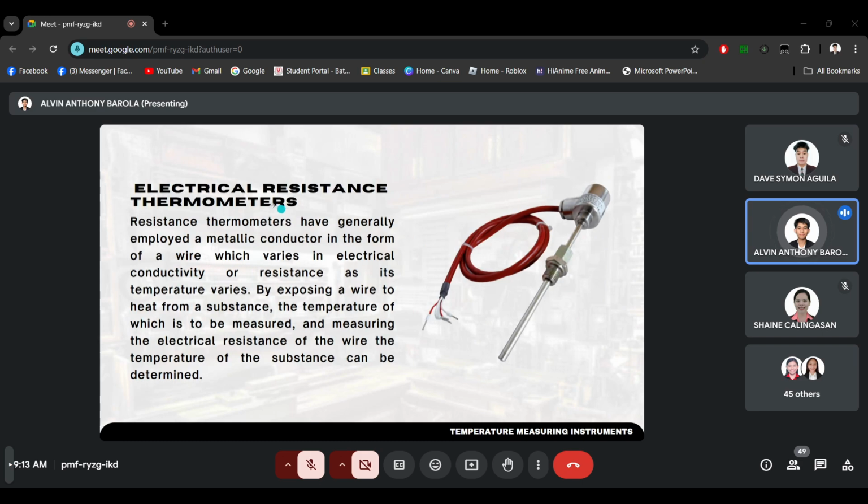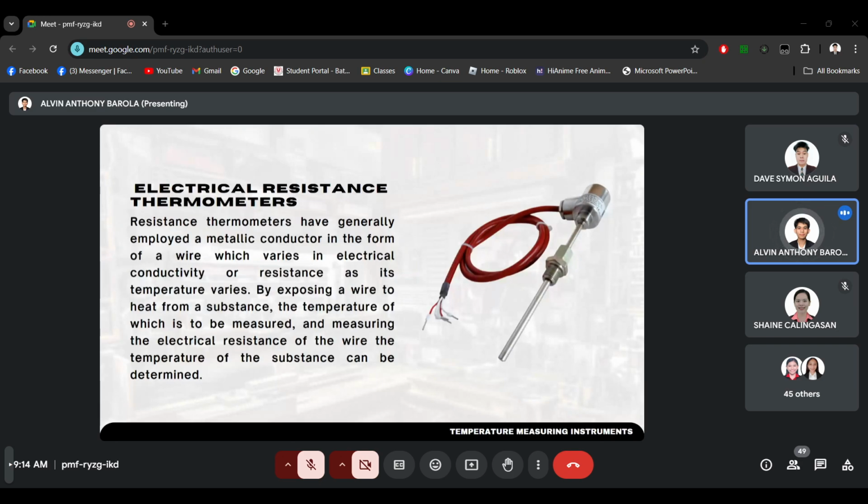Next po, electrical resistance thermometer. Resistance thermometers have generally employed a metallic conductor in the form of a wire, which varies in electrical conductivity or resistance as its temperature varies. By exposing a wire to heat from a substance, the temperature of which is to be measured, and measuring the electrical resistance of the wire, the temperature of the substance can be determined.